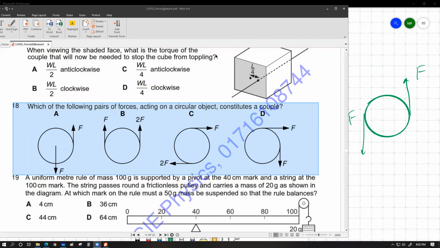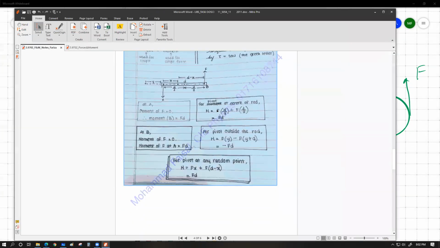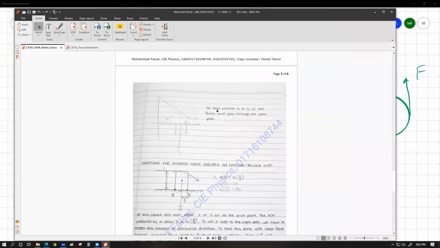Sir, yes, tell me. Sir, a couple session has to have two forces, it can't have more than two. No no no, there has to be two forces: equal, parallel, opposite, away from each other. So this is the basic discussion of a couple, that how do we define a couple and so on and so forth. Couple calculations are fairly easy for us, but we're going to see more about that.